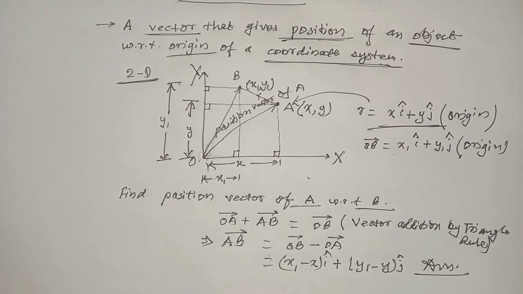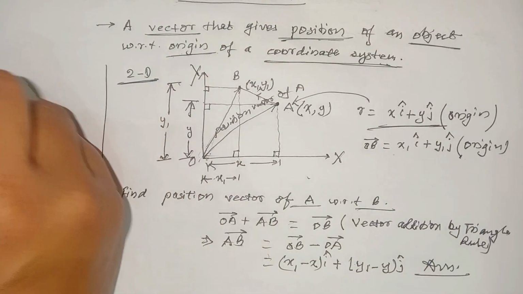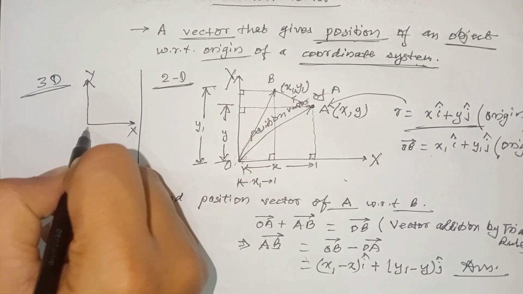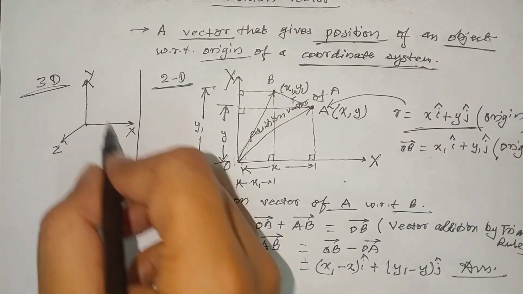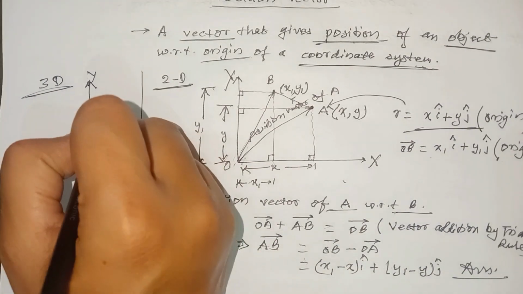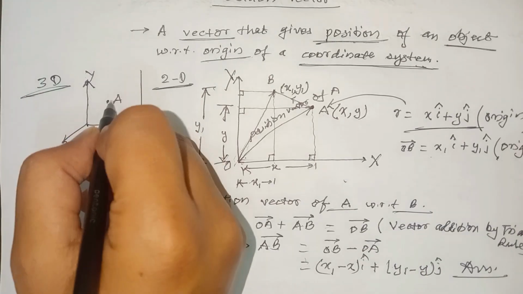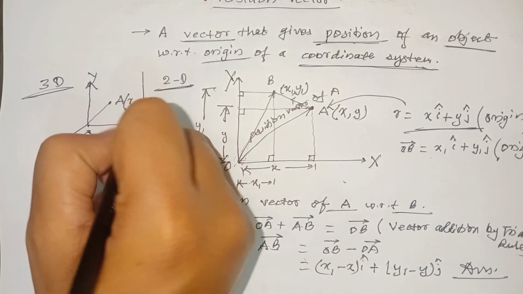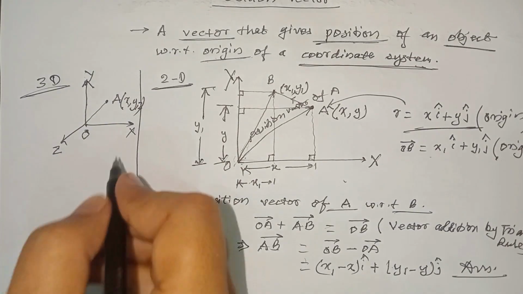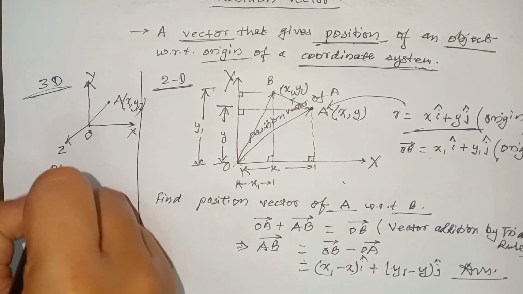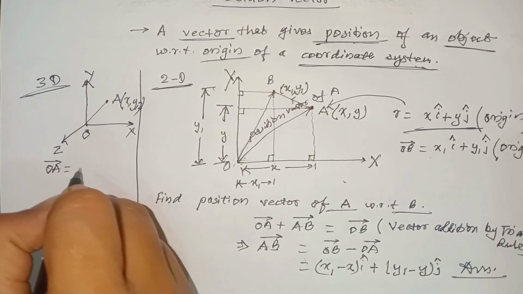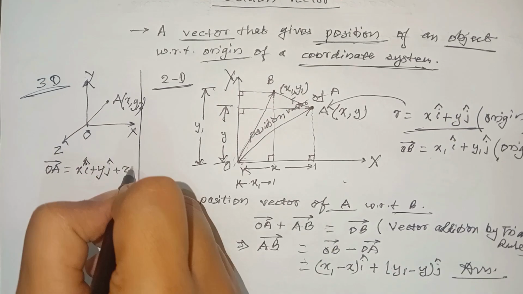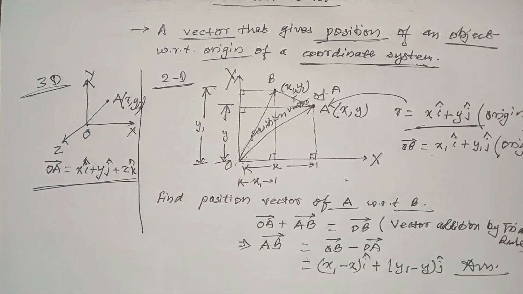Now what can be the position vector in 3D? Suppose the coordinate system is x, y and this is z. This is a three-dimensional coordinate system. If there is a point here, point A, join it with origin, and its coordinates will be (x, y, z). Three coordinates it will have. So the position vector OA will be written as x i cap plus y j cap plus z k cap. This will be the position vector.